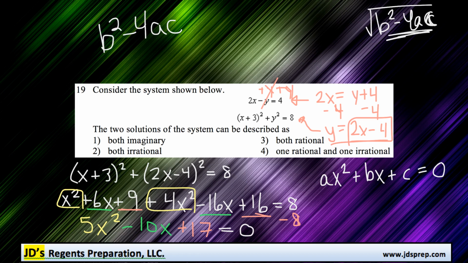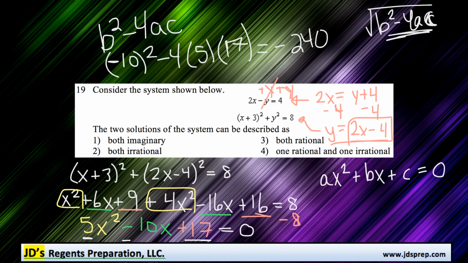Our b value is negative 10. So we'll have negative 10 squared minus 4 multiplied by our a value, which is 5, multiplied by our c value of positive 17. So this becomes 100 minus 20 times 17, that would be negative 240. Okay, so since we're dealing with a value that is less than 0, we know that both solutions will be imaginary. So option number 1 is the correct answer.